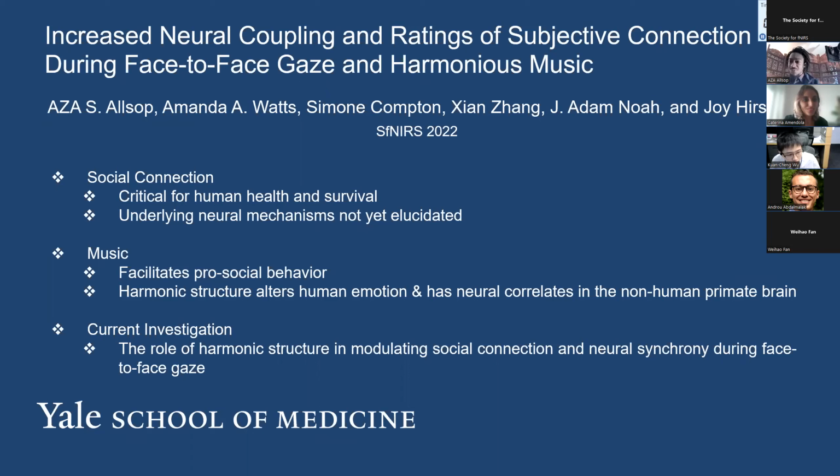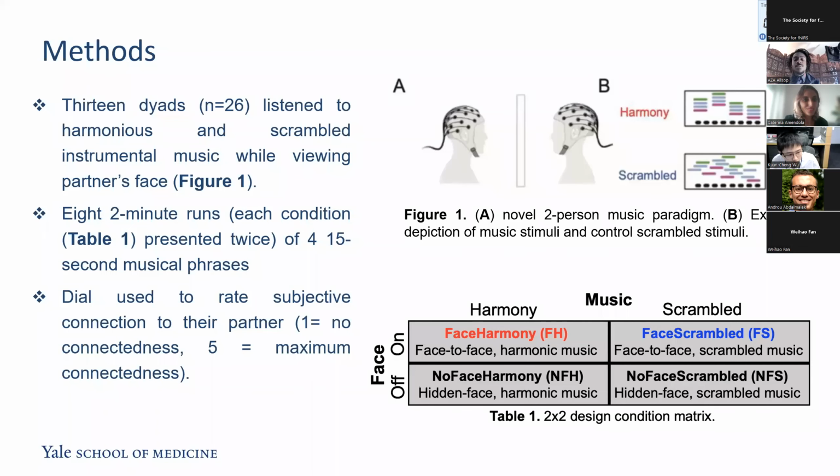We do know that music is well known to facilitate prosocial behavior across different cultures. And while there's certainly some social conditioning around how one develops musical preferences, there's also some universals across many different cultures. And so we wanted to look at one particular element of music, harmonic structure, and how that might be a way in which music might modulate social connection by looking at neural synchrony during face-to-face gaze.